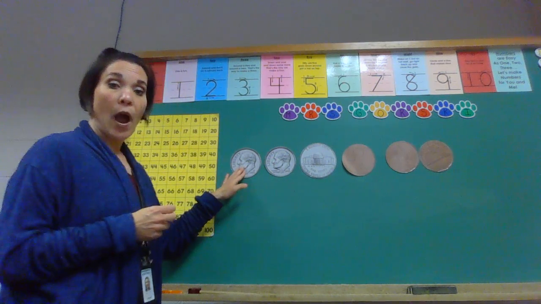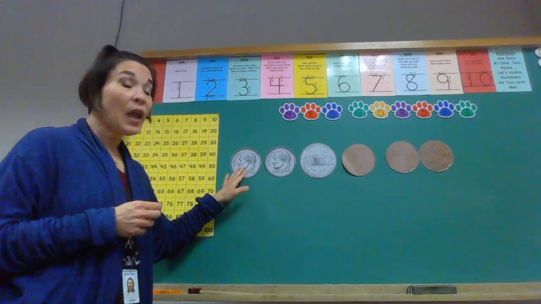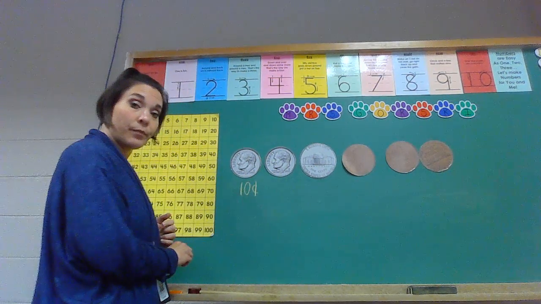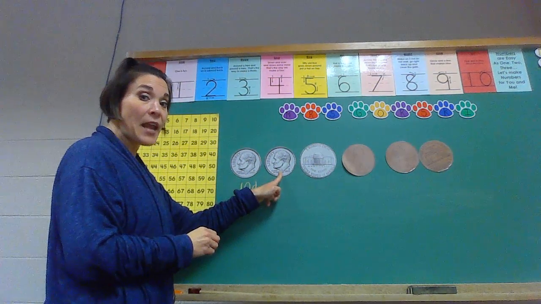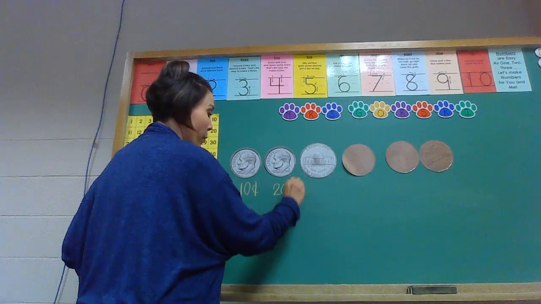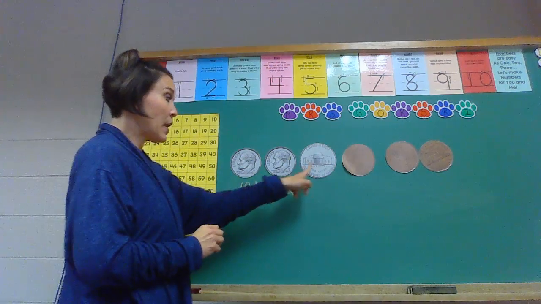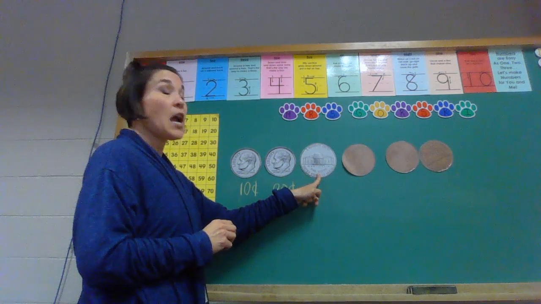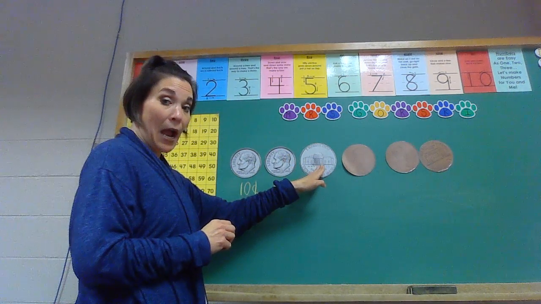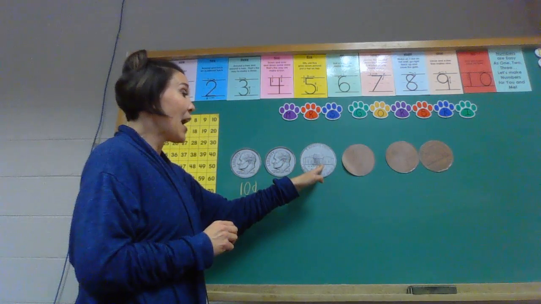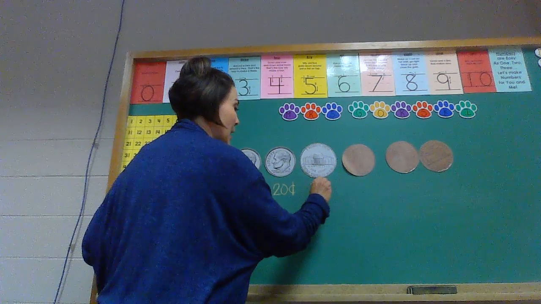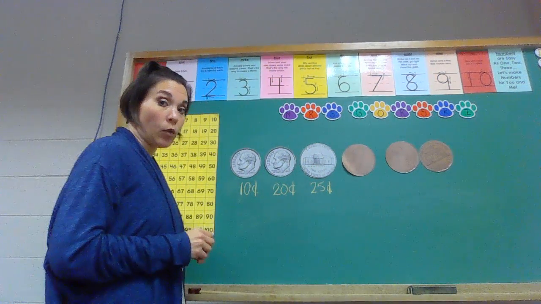So what I'm going to do, I'm going to start with my first dime, which in my brain, I'm going to say 10. Here's my next dime, still counting by tens. 20. Now look, the coin has changed. So now it's no longer a dime. I can't say 30. I have to say 25 because that is a nickel.